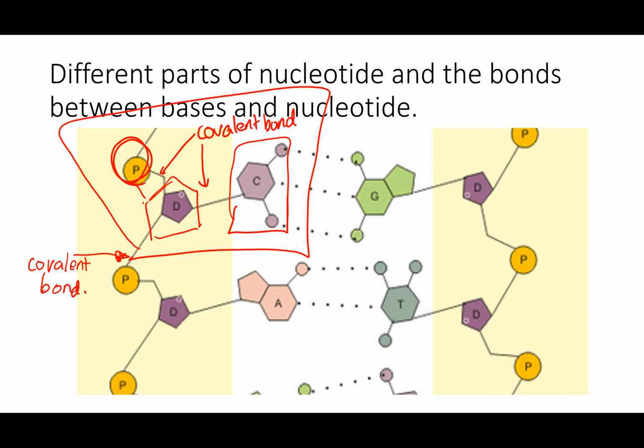How about those dotted lines then? We know that A pairs with T, C pairs with G. So when they're pairing, there are actually those dotted lines in between the bases. Those dotted lines are hydrogen bonds. Remember, this pentagon is pentose sugar. Circle is phosphate group. And then the rectangular shape is nitrogenous base.